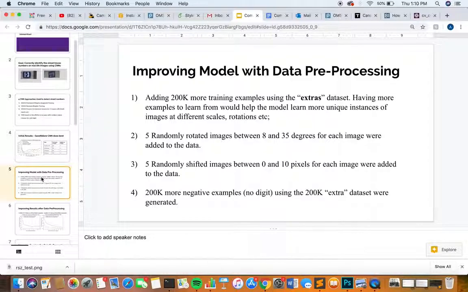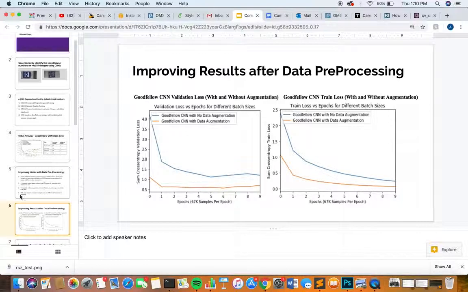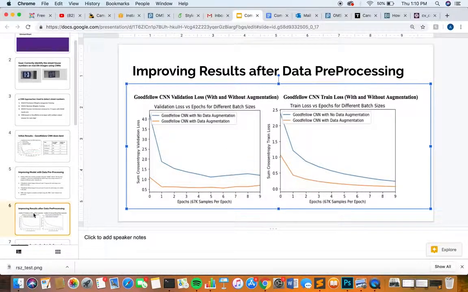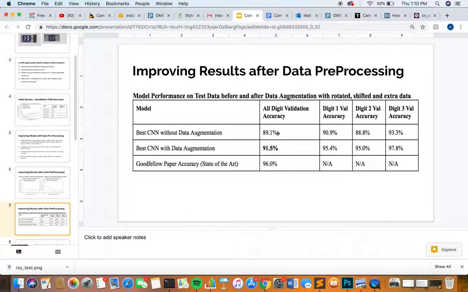So after augmenting the training set with 500K more training instances, I trained again, and I saw that my validation loss, here the orange line, for the Goodfellow CNN is a lot less than before. It's 0.5 versus 1.1, 1.2 before. Same with training loss. In terms of accuracy, it jumped from 89% to 91.5%, although compared to the state-of-the-art Goodfellow paper, it's still lower, which I'm guessing is due to better parameter tuning done by the Goodfellow team.